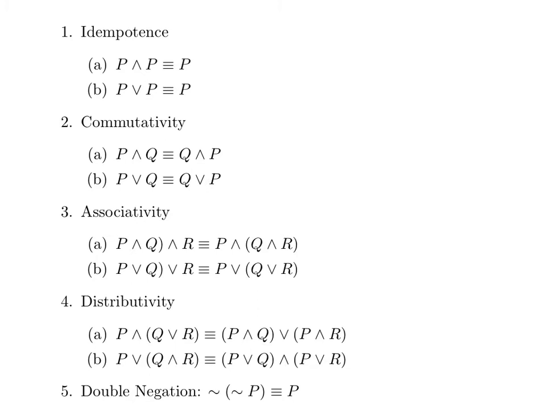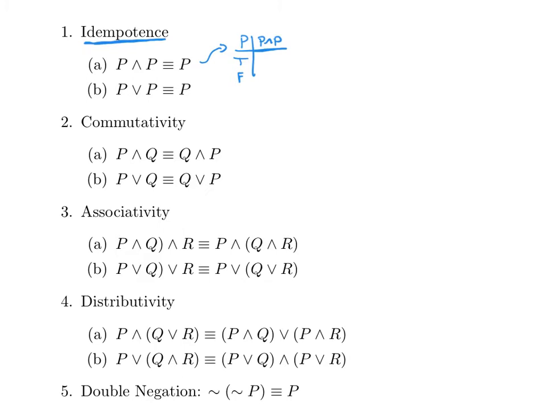The first one I want to tell you about, the mathematical jargon name for it, is idempotence, which really means if you take an and an or of something with itself, it doesn't do anything. And maybe I'll do this via truth table since it's very easy. So we have P. That's the only thing we have. So we have P can be true or false. And then P and P.